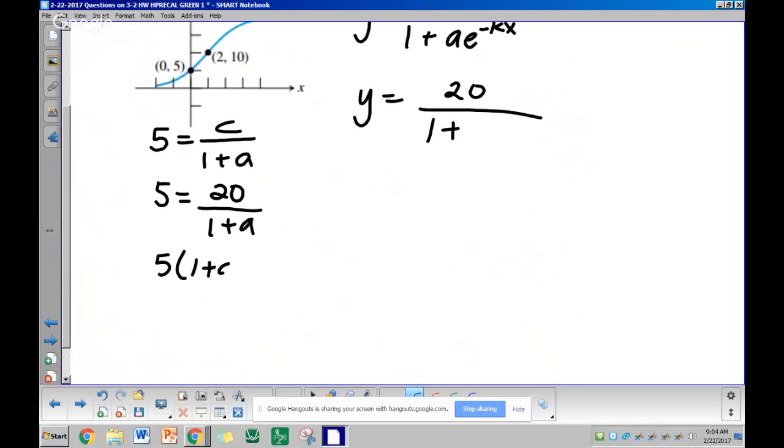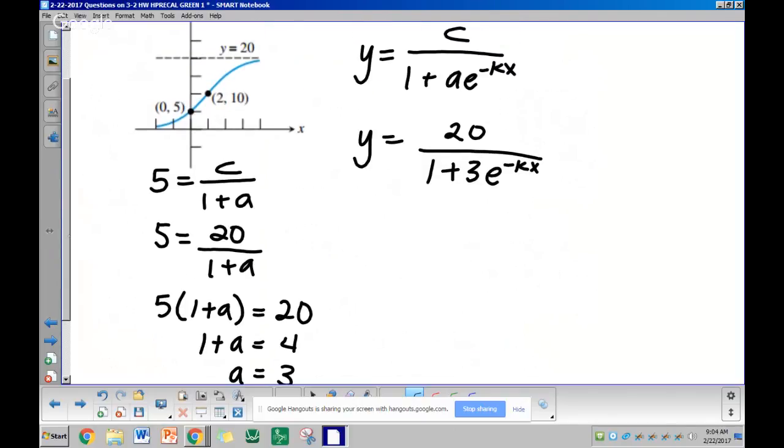5 times 1 plus a equals 20. You can divide the 5 over. 1 plus a equals 4. a equals 3. They really like 3. E to the negative kx. I need to know what k is, so I'm going to use the point 2, 10. So we're going to say 10 equals 20 over 1 plus 3 e to the negative kx. Or wait, negative k times 2, right? So negative k.